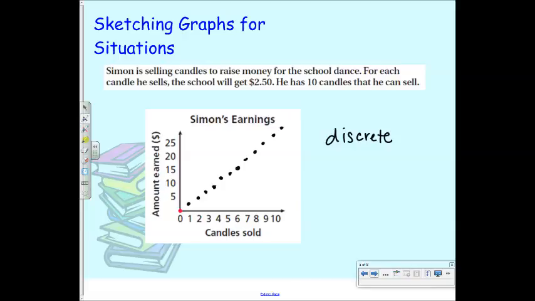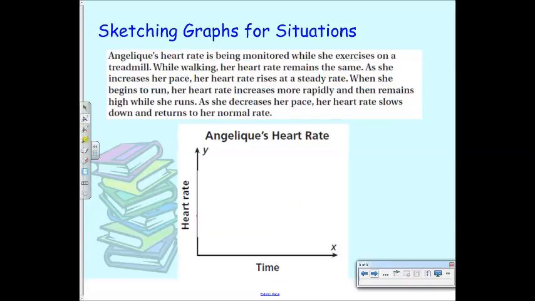What about this? Angelique's heart rate is being monitored while she exercises on a treadmill. While walking, her heart rate remains the same. As she increases her pace, her heart rate rises at a steady rate. When she begins to run, her heart rate increases more rapidly and then remains high while she runs. As she decreases her pace, her heart rate slows down and returns to her normal rate. So can I get somebody to come up here and try to put this on the graph?